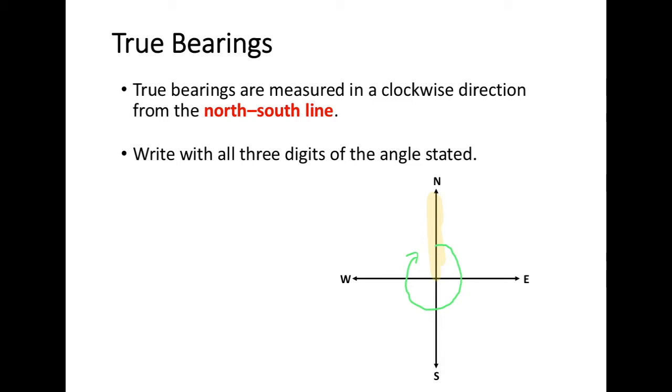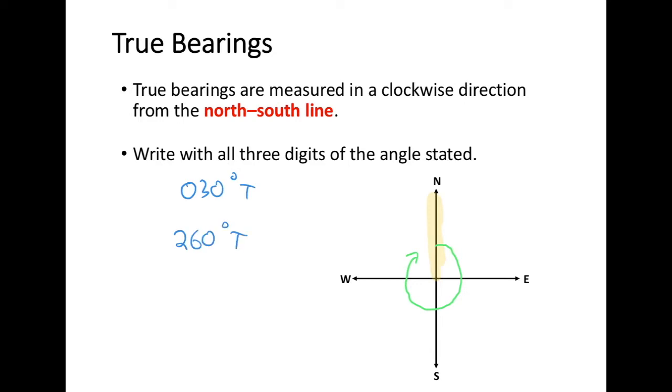So for example, if the size of the angle we were measuring was 30 degrees, our true bearings would be 030 degrees true north. So remembering if it is under 100 degrees, we need to put the 0 in front. So we are maintaining 3 digits. If our angle size was 260 degrees, we'll write it as 260 degrees true north.